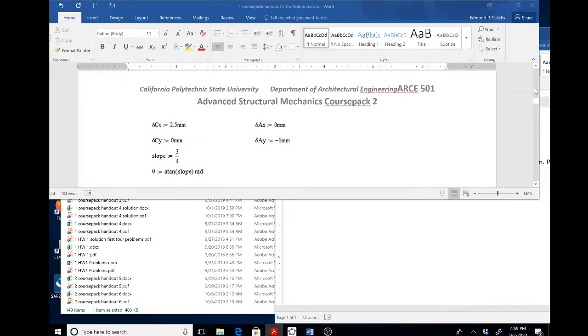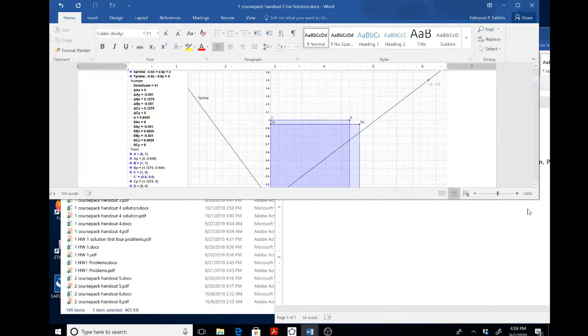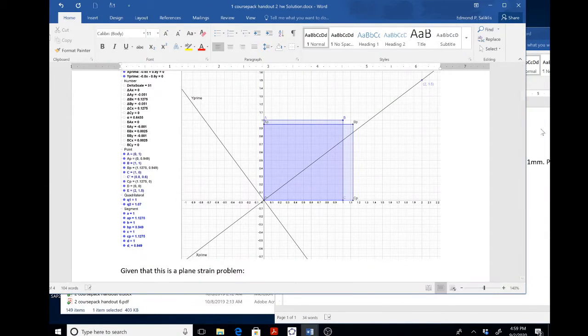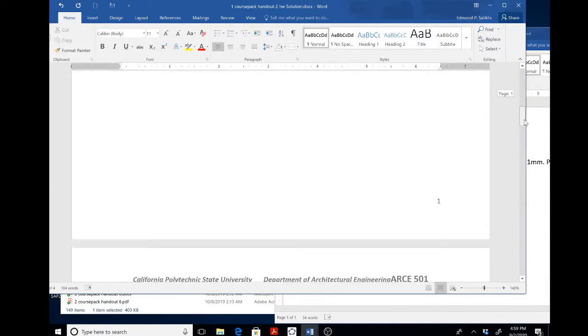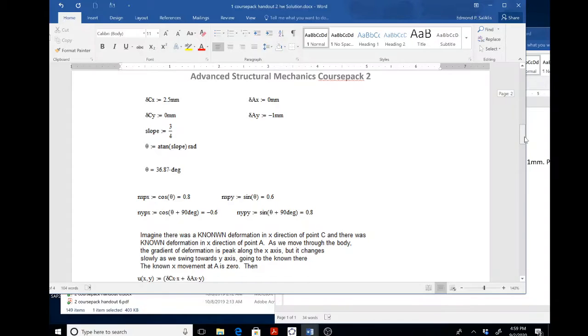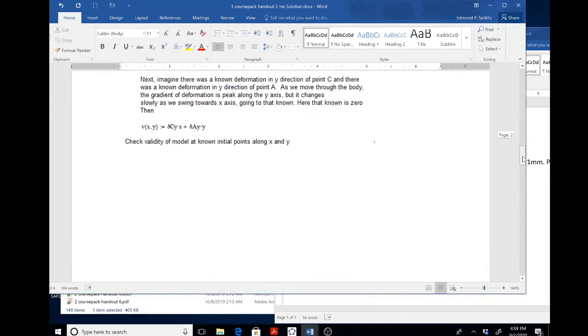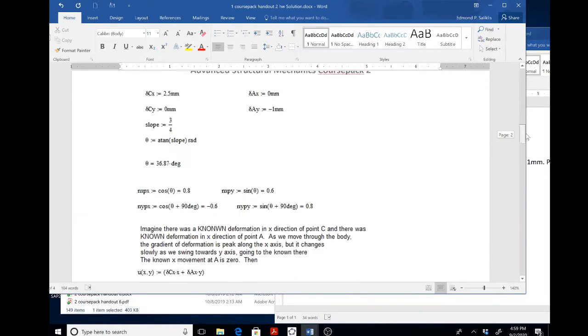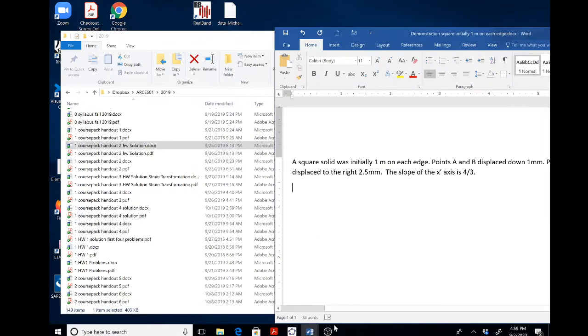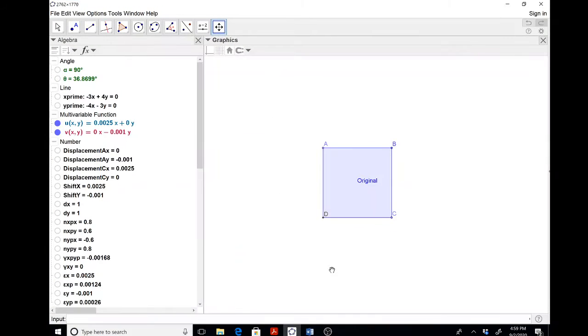Well, you could certainly do this by hand, or you could do it in a different kind of program like MathCAD here. But I did it in GeoGebra, of course. So let's walk through what I did rather quickly, and then in a subsequent video I will maybe describe all of the steps in a little more detail.